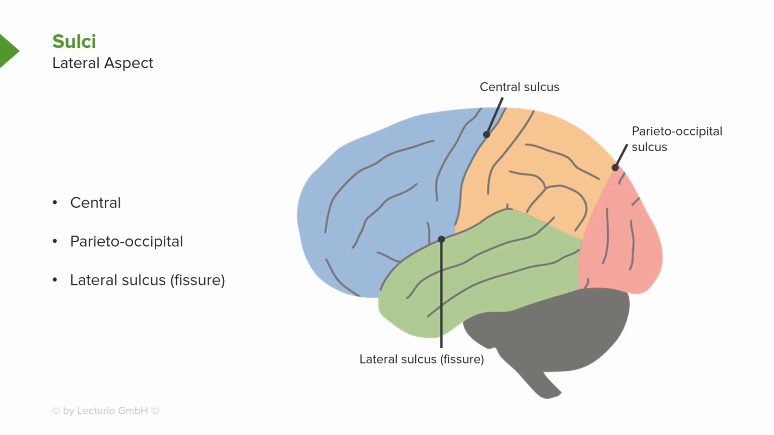fissure. This will separate your temporal lobe from the frontal lobe here anteriorly, and it will also separate the temporal lobe from the parietal lobe here more posteriorly.